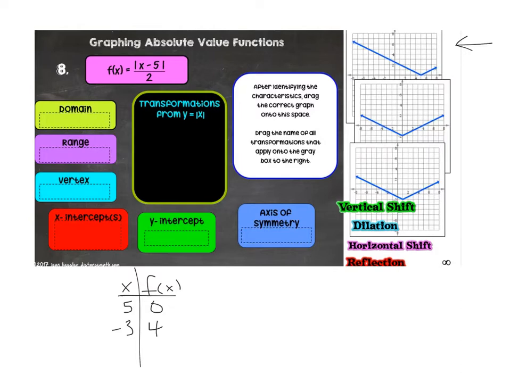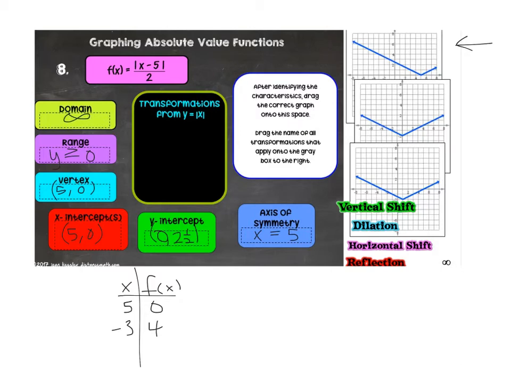Axis of symmetry is going to be x equals 5. Y-intercept looks like 2.5. So the y-intercept would be 0, 2.5. The x-intercept, this one crosses right at 5, so 5, 0. The vertex is also 5, 0. The range, y is greater than or equal to 0. It's going up. The domain is infinite.